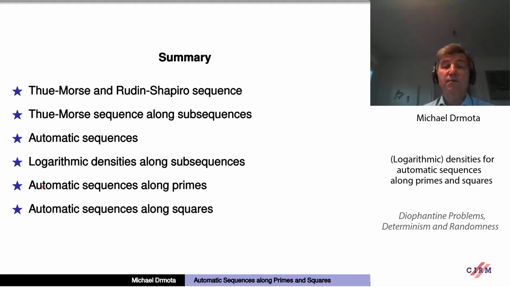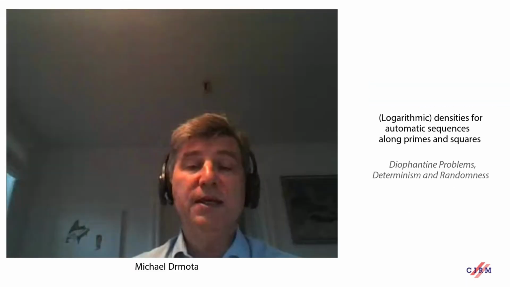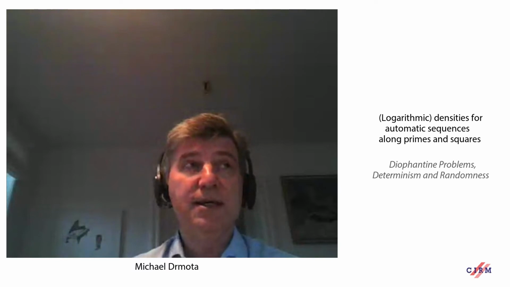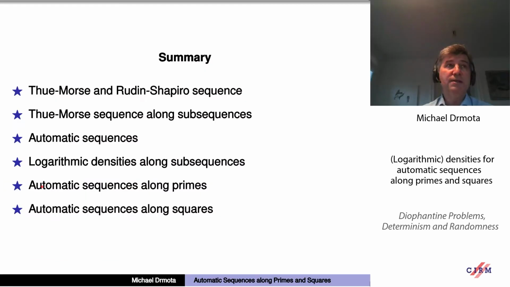And finally, I will present the main results of our joint work, namely that for all automatic sequences, we have the property that along the subsequence of primes and squares, there always exists the logarithmic density of any letter.